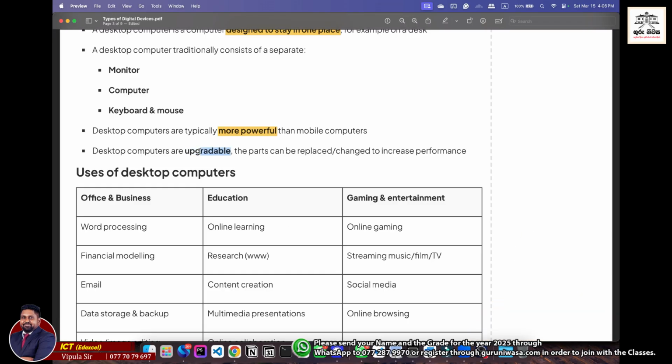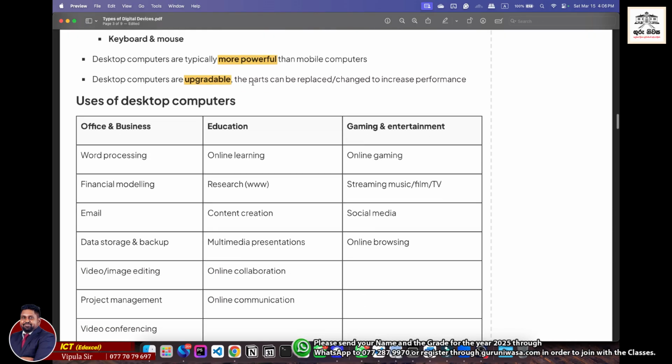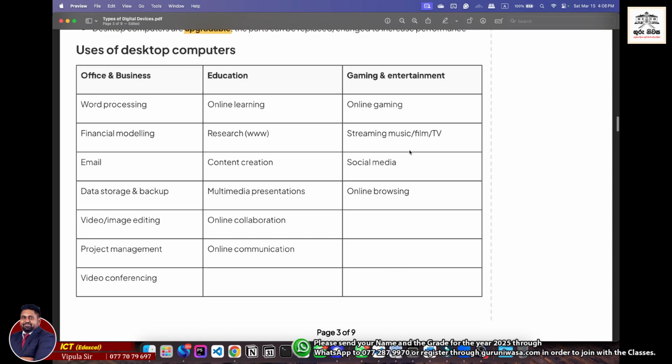Then the most important third keyword is upgradable. Okay, so designed to stay in one place, more powerful than mobile computers, and upgradable. So those are the specific keywords to keep in mind. Then let's quickly jump into the uses of computers. Remember, I have seen this question.